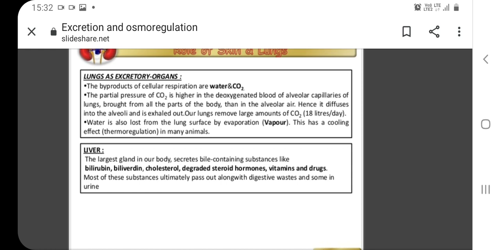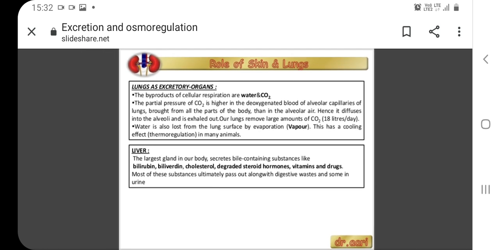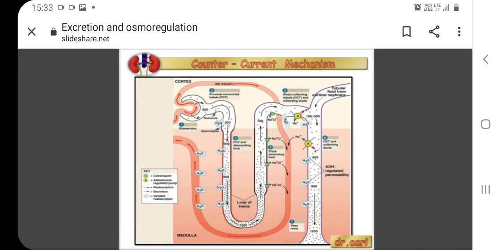Liver is the largest gland of the body and it secretes bile containing substances like bilirubin, biliverdin, cholesterol, degraded steroid hormones, vitamins, and drugs. Most of these substances ultimately pass out along with digestive waste and some in urine.